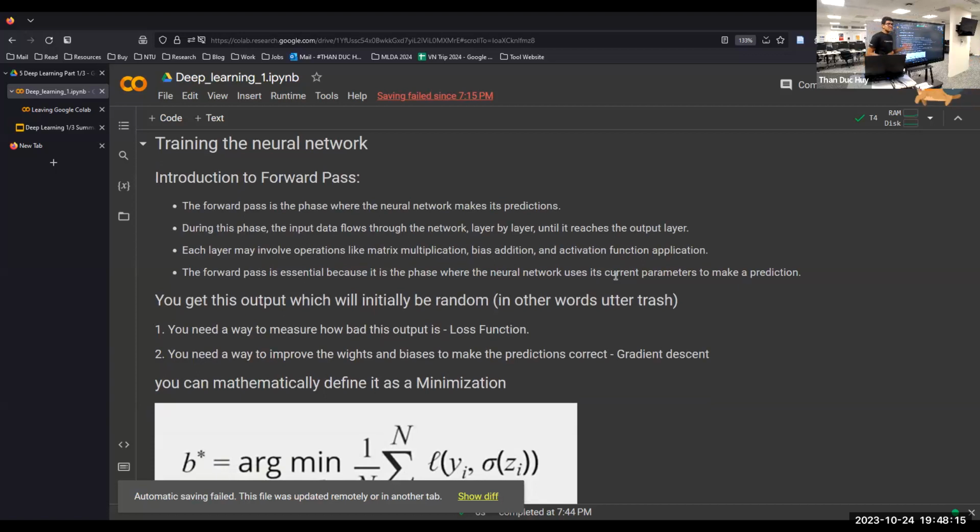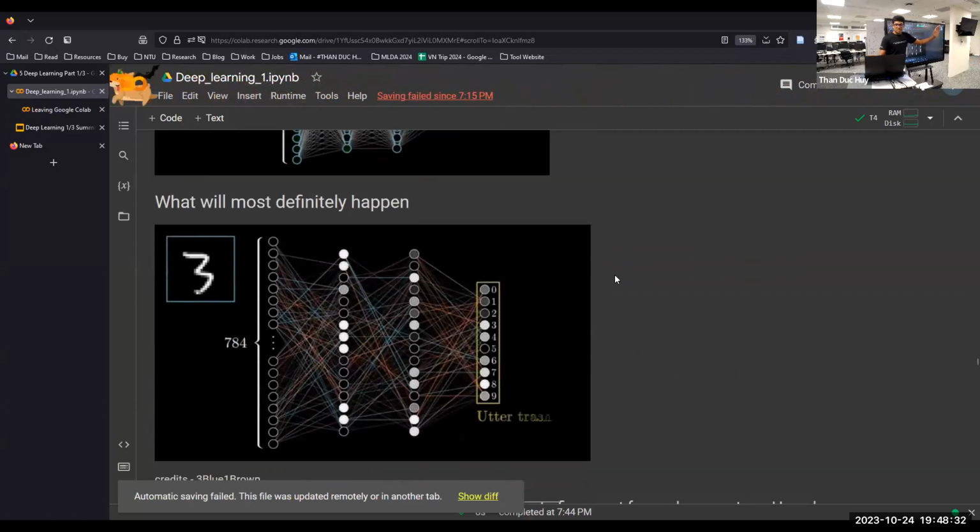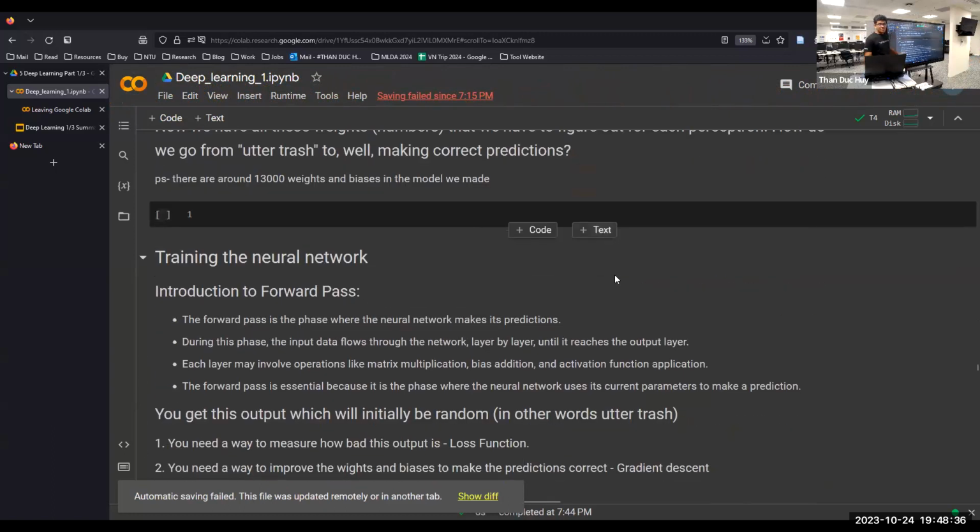The forward pass is essentially when you put in one data point, right? One of those images of handwritten digits. We put that into the neural network, and the neural network makes a prediction. So basically we get all of these different numbers, right? That's basically it. That's a forward pass.